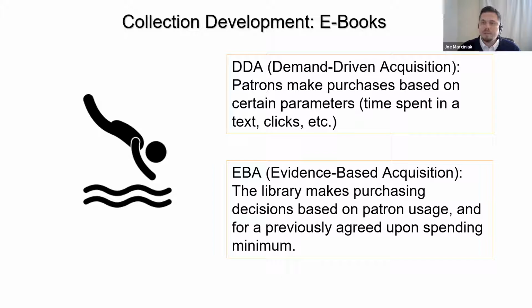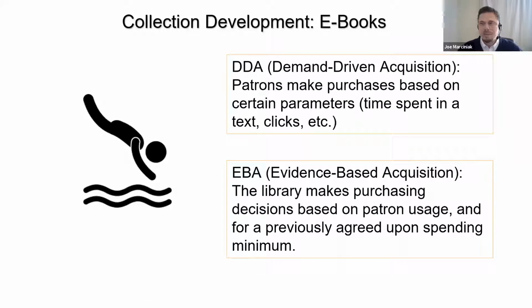EBA, which is an evidence-based acquisition model. This is kind of a little bit of DDA and a little bit of oversight. So this works basically like you agree on a certain spend with a vendor. Let's say ProQuest is an example. So you say, we're going to spend in 2021, we're going to spend $15,000 on ebooks with you, and we're interested in an EBA model.